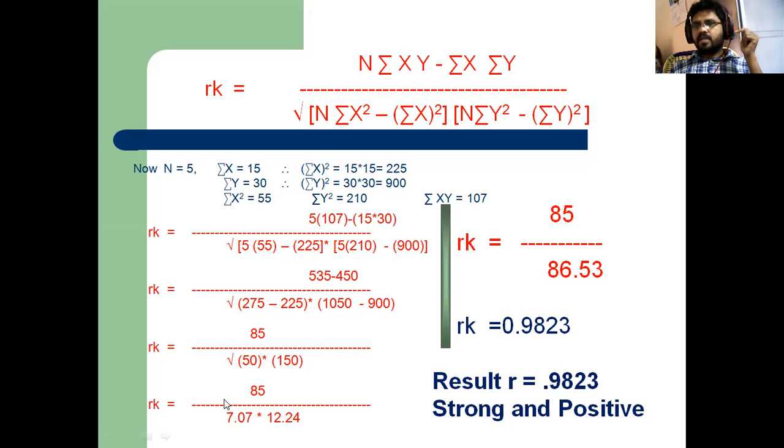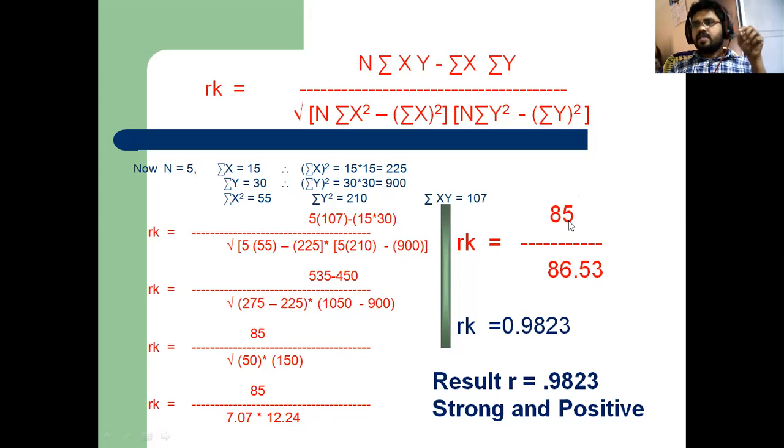So then next step, RK is equal to 85, you can take as it is. Then we can take under root 50 and under root 150. So open the calculator, or you can also use your mobile. Under root 50, you will get 7.07. Then under root of 150 you will get 12.24. Then as it is, RK is equal to 85. When you multiply 7.07 into 12.24, you will get 86.53.